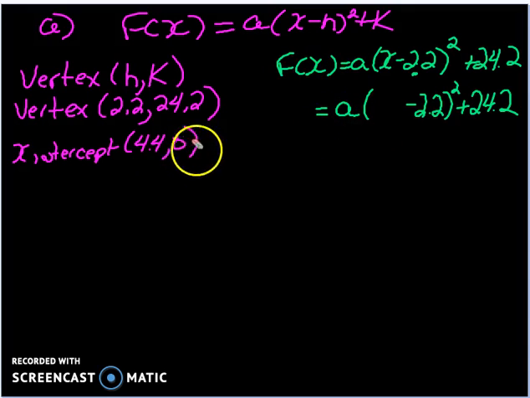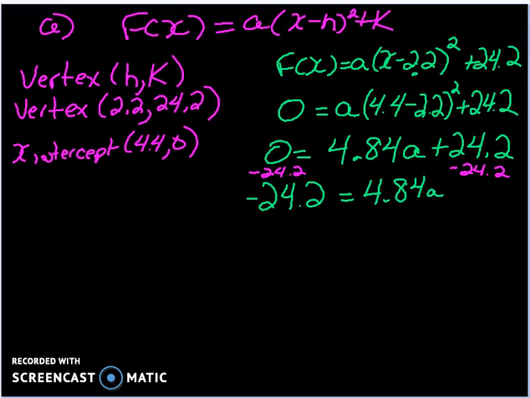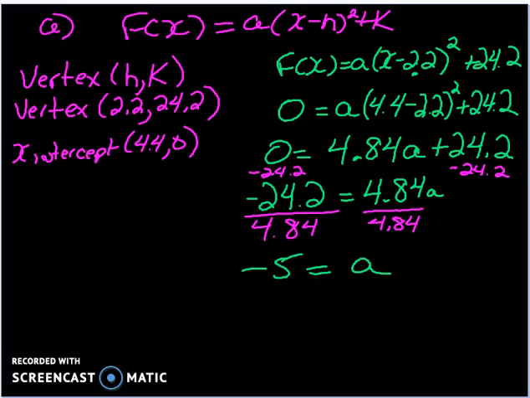Filling in f of x for my y value and my x value coming from 4.4, I end up with 0 is equal to a times (4.4 minus 2.2), all in brackets, squared, plus 24.2. Doing some quick arithmetic, 4.4 minus 2.2 squared, I'm going to get 4.84a plus 24.2. And now I'm going to solve for a. So the first thing I'm going to do is subtract 24.2 from both sides, and that's going to give me 4.84a is equal to negative 24.2. Divide by the 4.84, divide this side, divide that side, and I end up with negative 5 is equal to a for my a value.